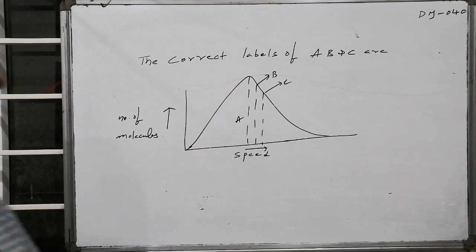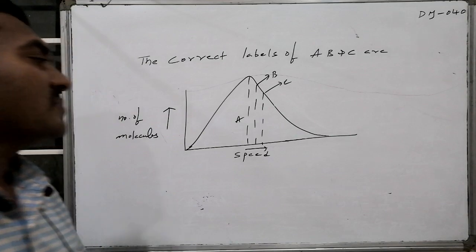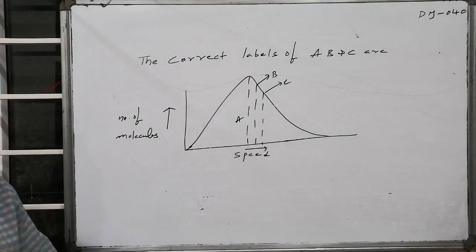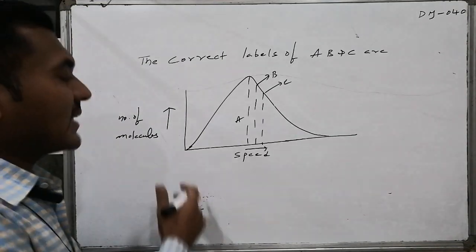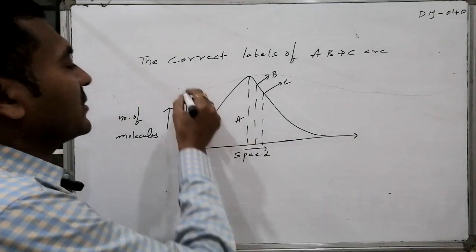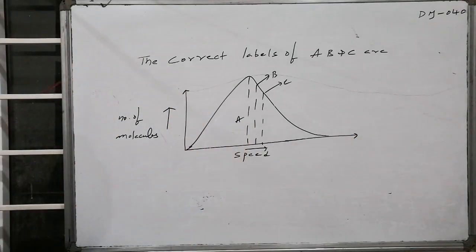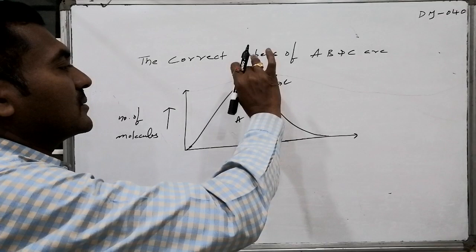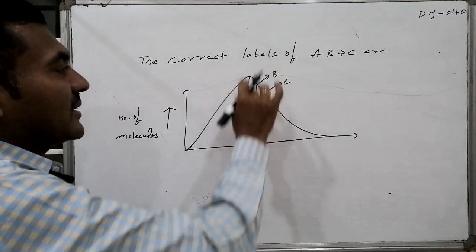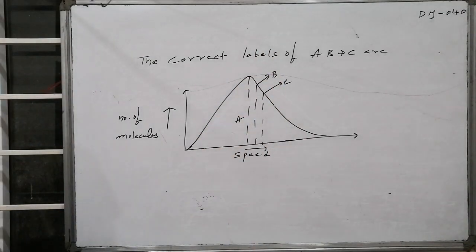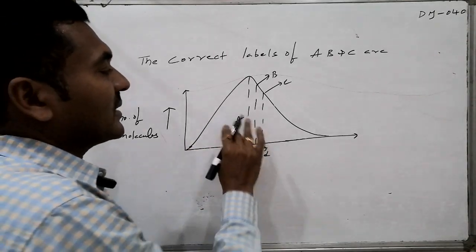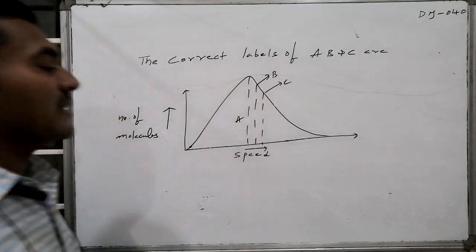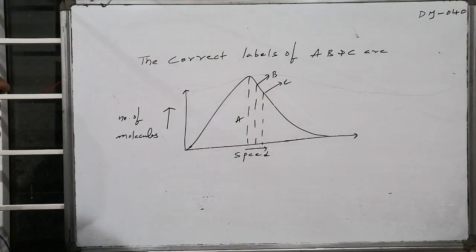The correct labels of A, B, and C, which are present in the graph of number of molecules on the y-axis versus speed of molecules on the x-axis. The highest number of molecules are associated with some speed labeled as A, and the next highest numbers of molecules are associated with the next speeds, labeled B and C.